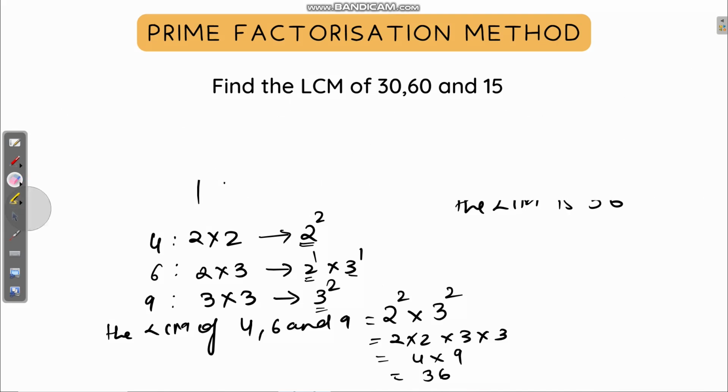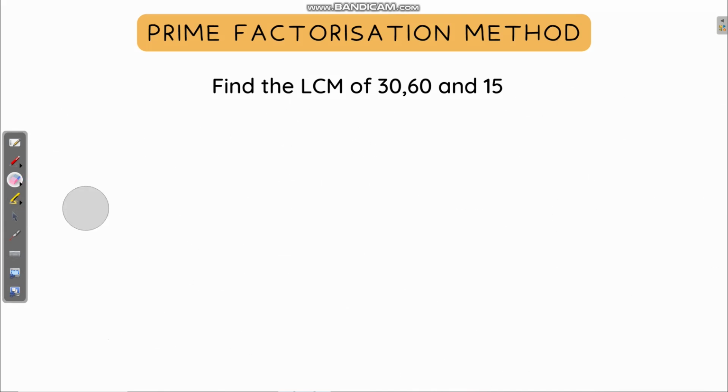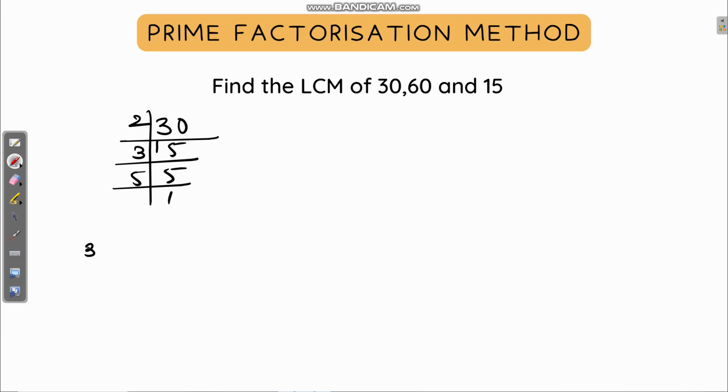Okay, let's find the LCM of three numbers, that is 30, 60 and 15. So let's find all the factors of 30, that is prime factors. So 2 15s are, this is an odd number, so 3 5s are, 5 is a prime number, so 1 over here. So 30 can be written as 2 into 3 into 5.